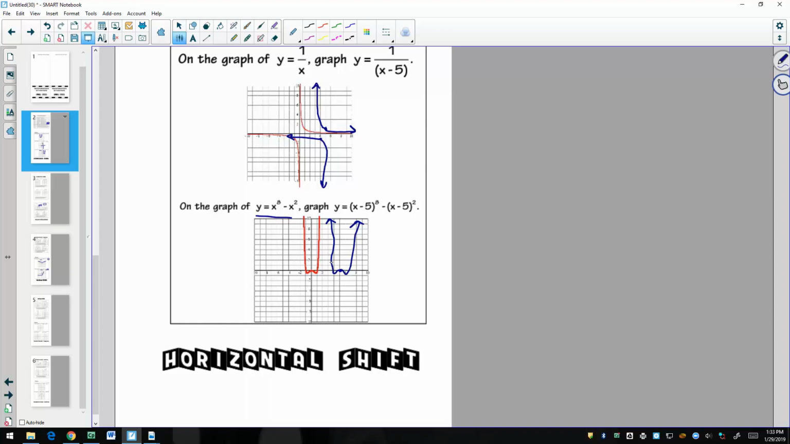So that's it for horizontal and vertical shifts and also for reflections. So we will recap this in class, but again, these should all have been review from Algebra 1.